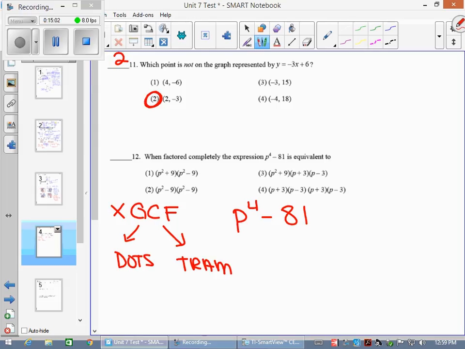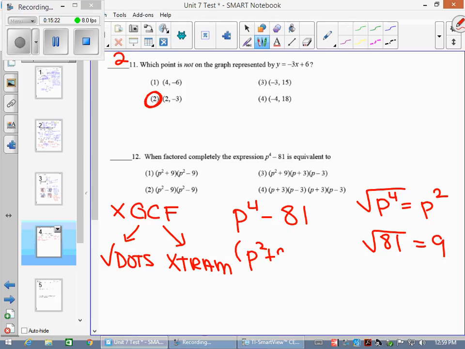So now I look for what times itself gives me p to the fourth, or what is the square root of p to the fourth. If I cut that exponent in half, I get a 2. Then I look at the square root of 81, I'm going to get a 9. So I go to rewrite this as p squared plus 9, p squared minus 9.